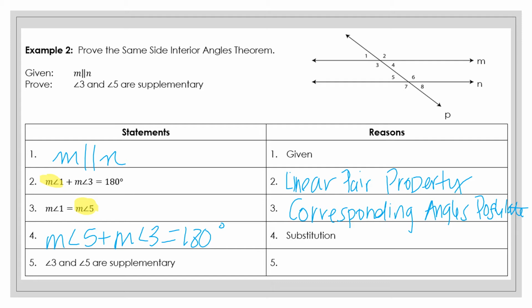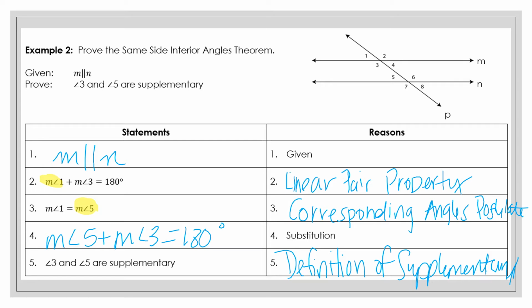And now 3 and 5 were the two angles that I was looking for. Those are those same side interior angles, or consecutive interior angles. I have that they equal 180, which means they are supplementary because that is our definition of supplementary. All right, and that is it for this proof.